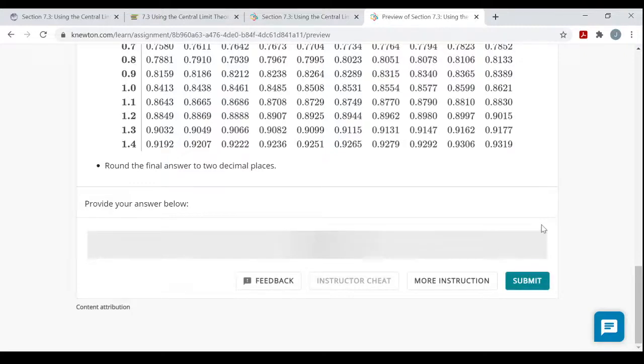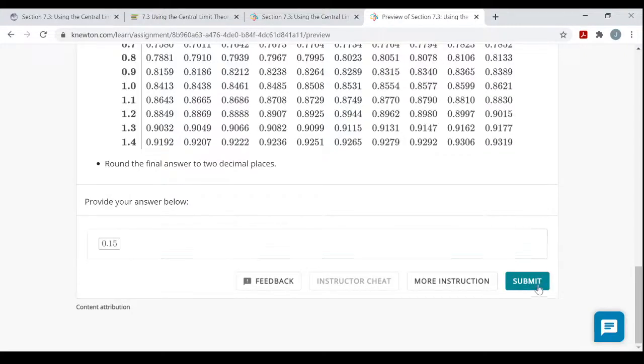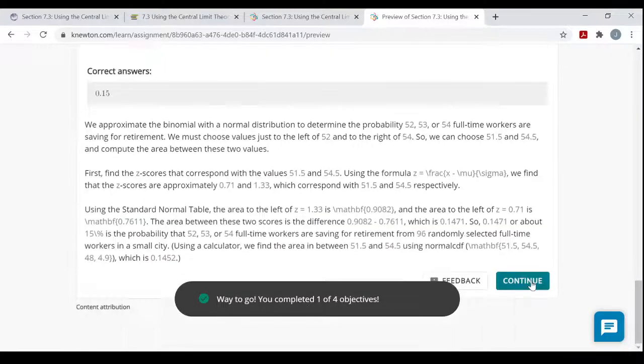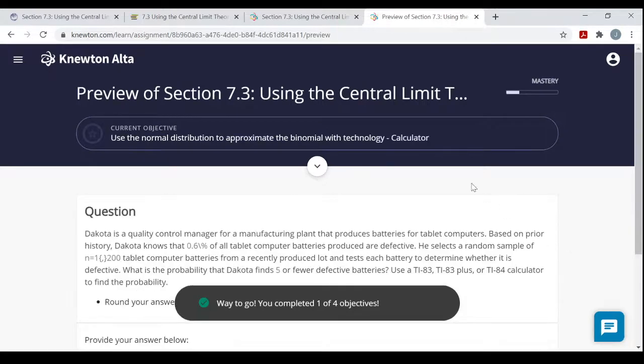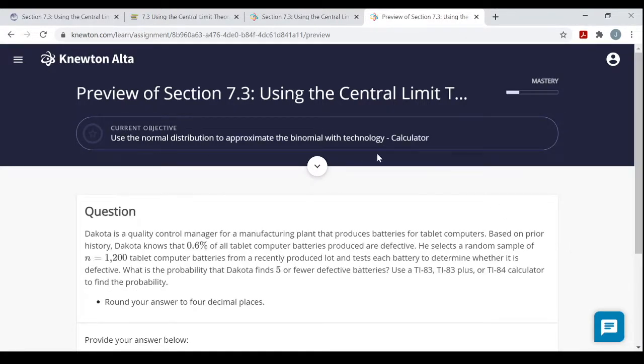So again, I've done something like this already. Please know that the answer is not always going to be 0.15. It just happened to be that 2 times in a row here. All right. Now, I don't get why this objective is any different, why they have to have it be separate, because this is the same thing: using the normal distribution to approximate the binomial with a calculator. And you've already done this.